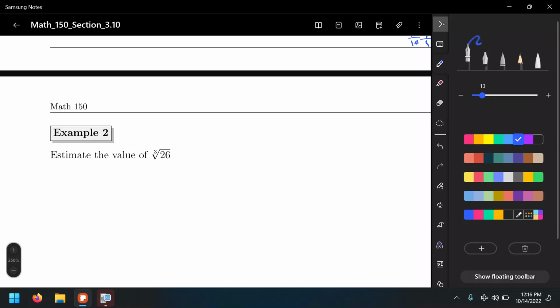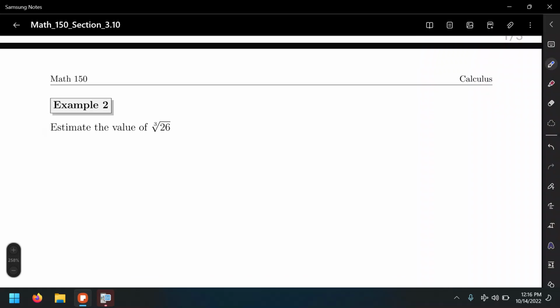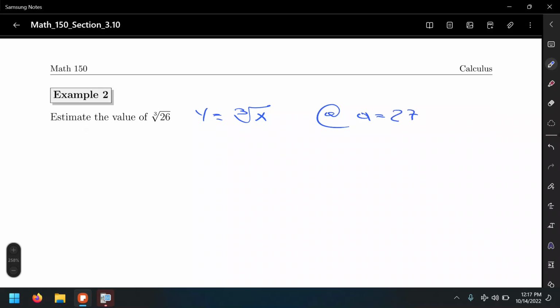Let's do one at a time. What would be a good function to relate to this? The cube root of x, right? Because we have a cube root of some number. And a equals, well, we need to find a number closest to 26 that is a perfect cube. What would be that number? 27. Correct. Okay, let's go about the differentiation to find the slope. So f of a, that's the cube root of 27, which is 3. So we're going to have the ordered pair 27, comma 3.